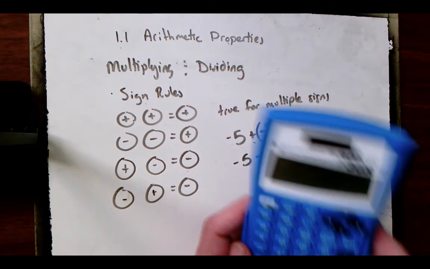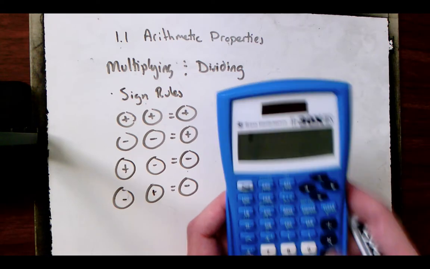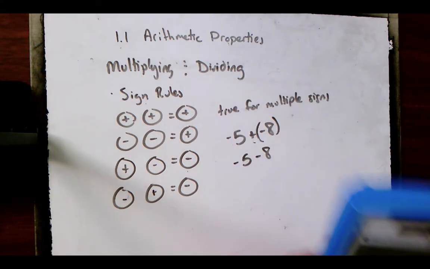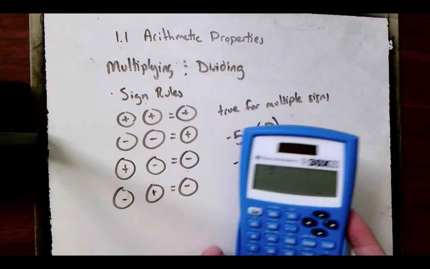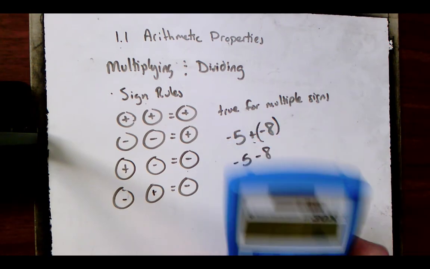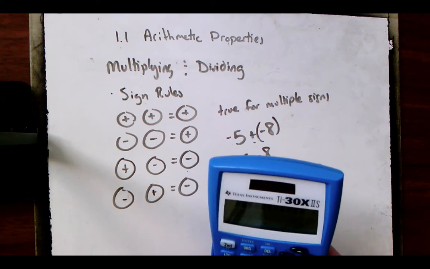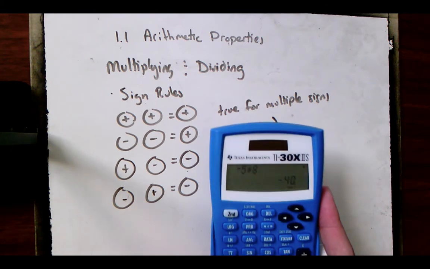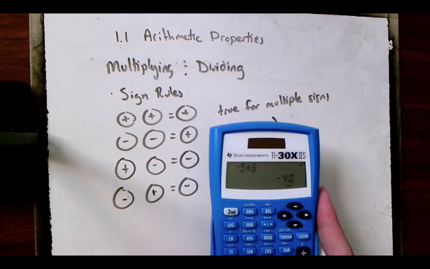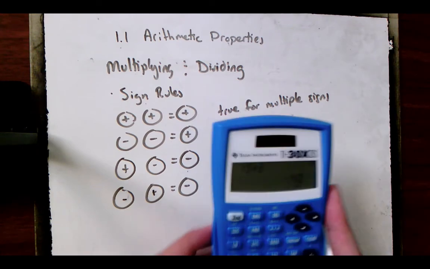Our times symbol here is the one that we want. So something like -5 times 8, if we want to do something like that. We can see that a positive and a negative are going to end up giving us some negative value at the end. Okay, so just keep that in mind for multiplication.